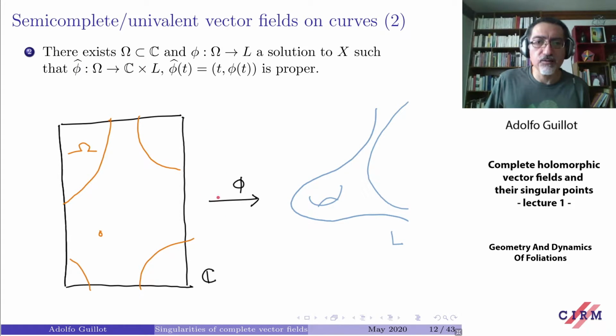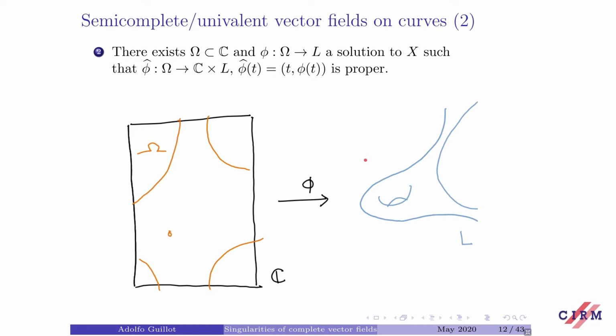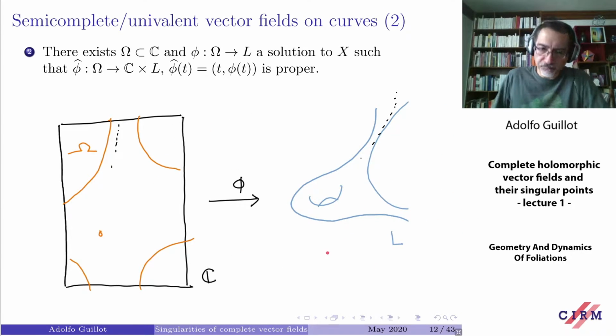There exists some domain omega within the complex plane and a solution such that the map phi hat is proper, so that if I escape from every compact subset in omega, either I escape to infinity within C, or the image under phi escapes to infinity. This is the second condition, and we have just shown that the first condition implies the second one. If we have this second condition, I claim that phi is necessarily a covering map. It is already a local diffeomorphism, given by the solutions. So the only problem would be to know if paths may be lifted.